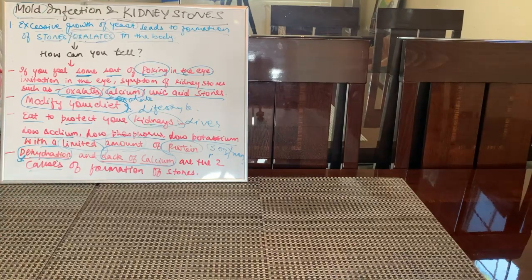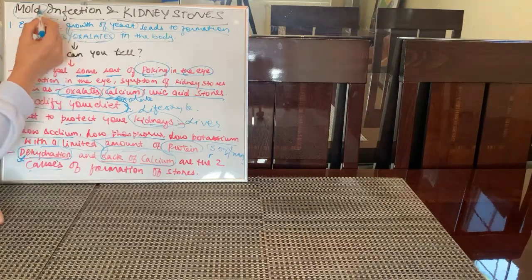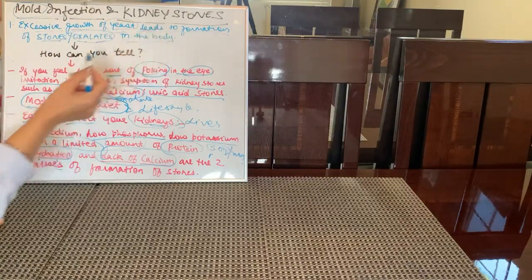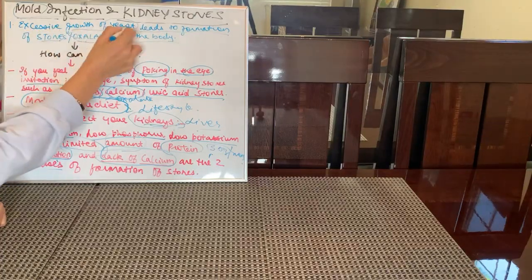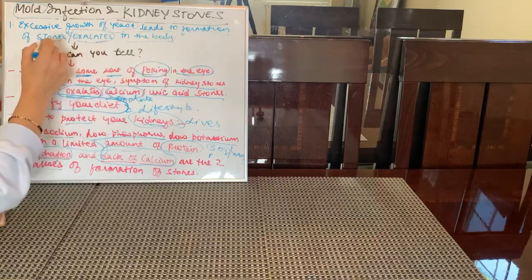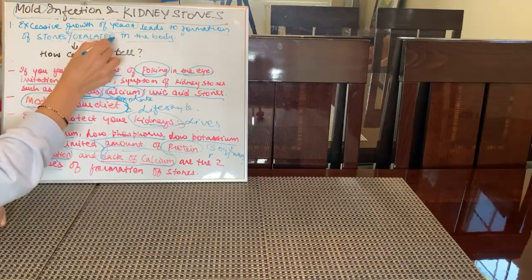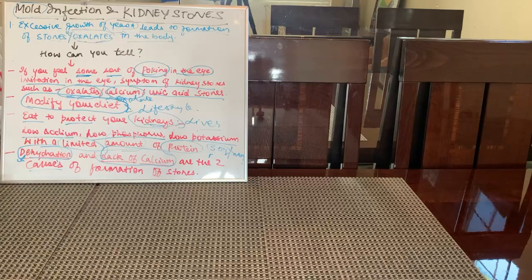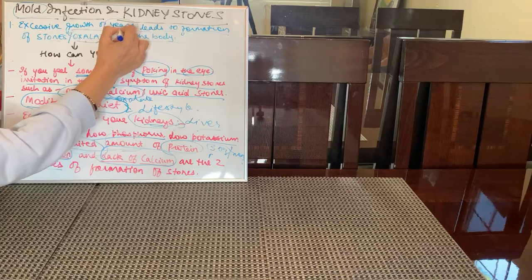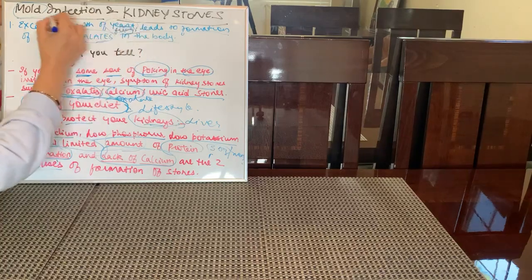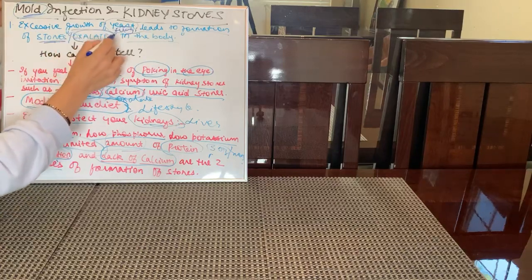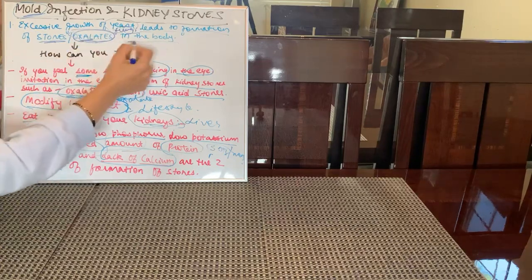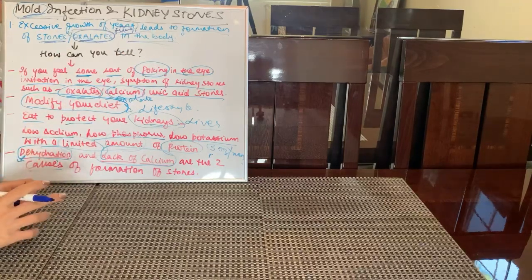Now let's take a look at my board. The link between mold infection and kidney stones is what we are talking about. The first point is excessive growth of yeast leads to formation of stones, also known as oxalates in the body. Now yeast can also stand for fungi or mold here. It leads to the formation of stones, and in scientific terms we call it oxalates. You might have heard this term, oxalate.